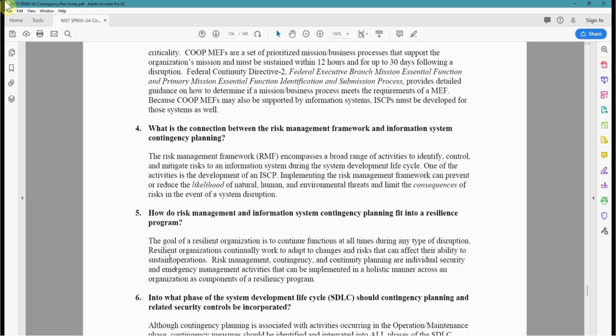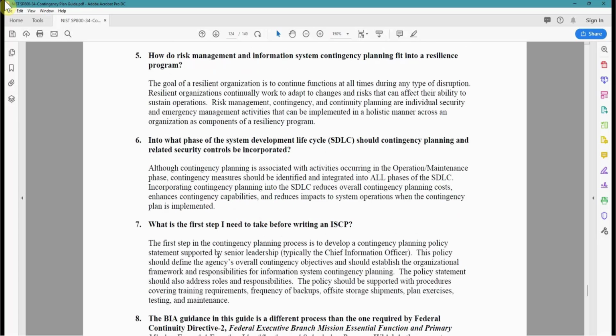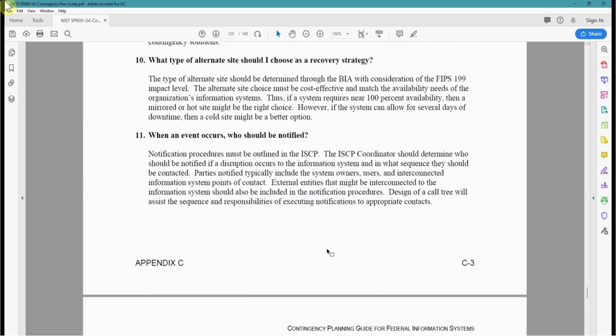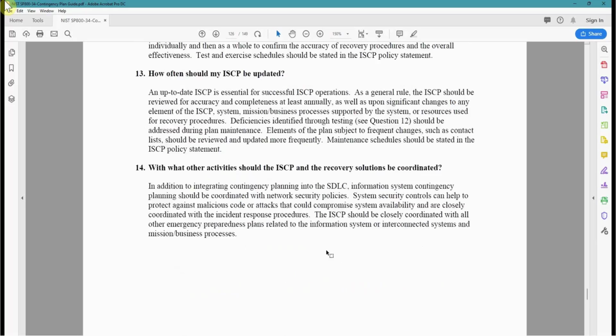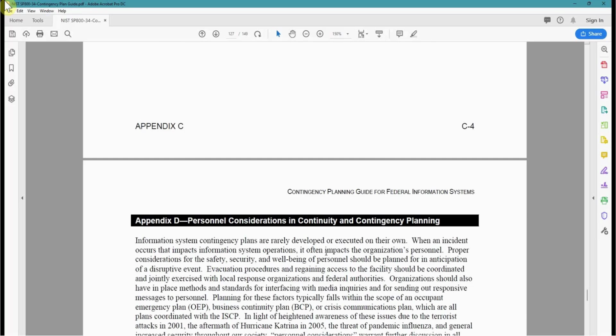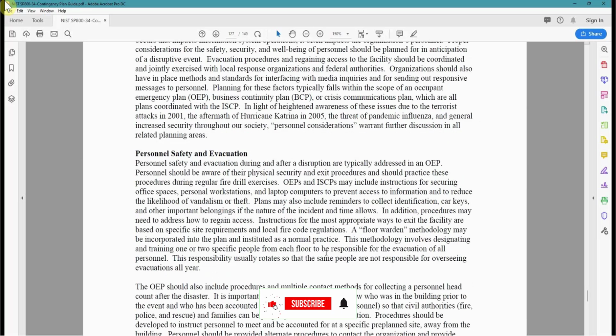And then another question is, how do risk management and information system contingency planning fit into a resilience program? What is the first step I need to take before writing an information system contingency plan? These are all very important that you can go over to address any question you might have in your process to come up with any document that has a template in this document.